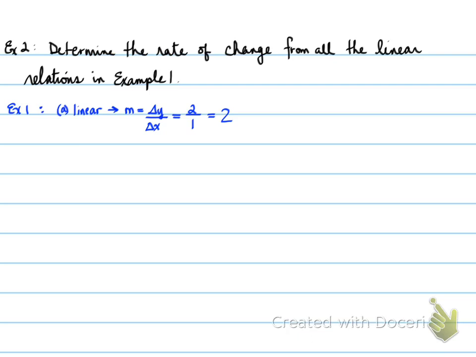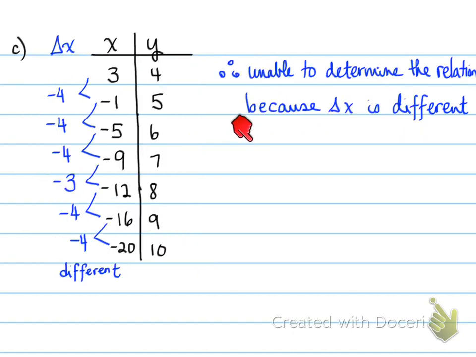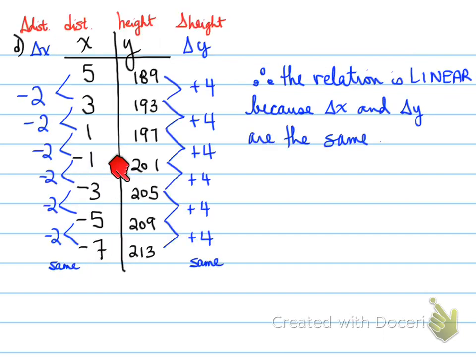Let's go back and look at B from the previous example. Here we go. Here is B, and we notice that it wasn't linear. Let's look at C. C was not linear either. So we couldn't look at C or B. And finally, let's look at D. What was D? D was linear. Because it's linear, we note the delta x, we note the delta y to determine the slope.